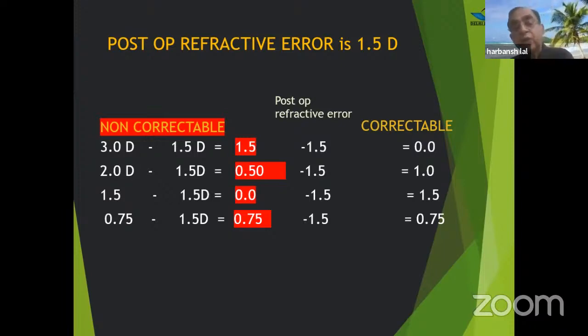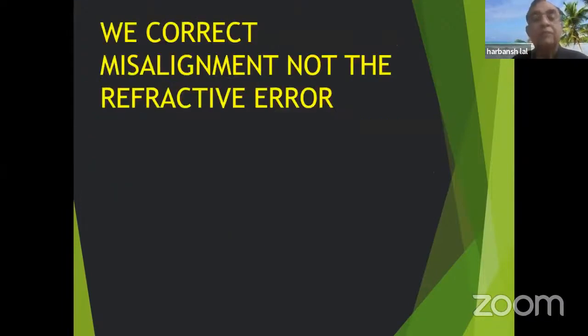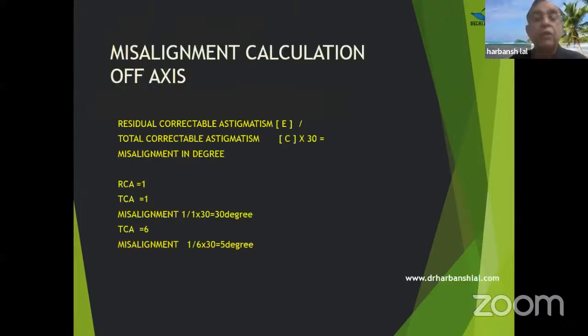So once you find out what can be corrected, then we need to reverse calculate the amount of misalignment. If we correct misalignment, we do not correct the refractive error. The refractive error is the byproduct of correcting the misalignment. So calculation of the misalignment axis is important to find out whether we should actually go in or not. I will just highlight it now. If the residual correctable astigmatism is 1 diopter and the total correction possible was 1 diopter, that means the lens is off by 30 degrees.